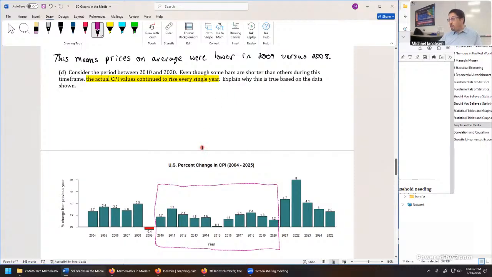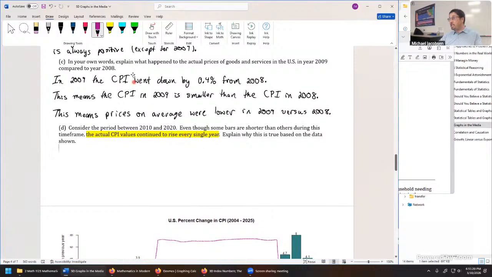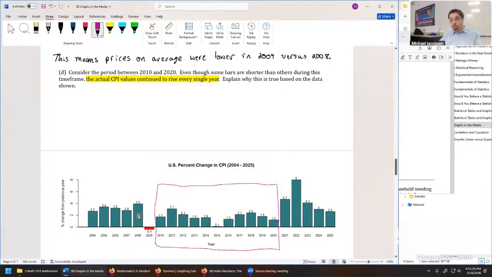Well, it goes back to the way we're analyzing this chart, much like what we were saying in 2009 versus 2008. That year was weird when we went to 2009. That one-time CPI went down by 0.4% meant the CPI itself decreased. But if we look in here, the actual CPI values continue to rise every year, which is reflected in the fact that there's not one single bar that's negative in this entire range. So all positive bars mean it's rising every single year.